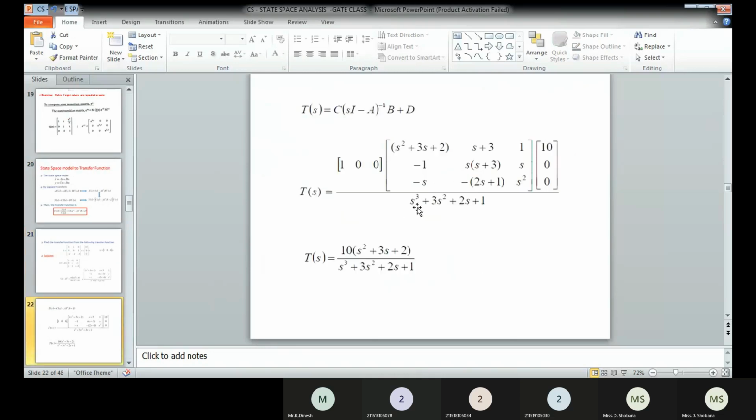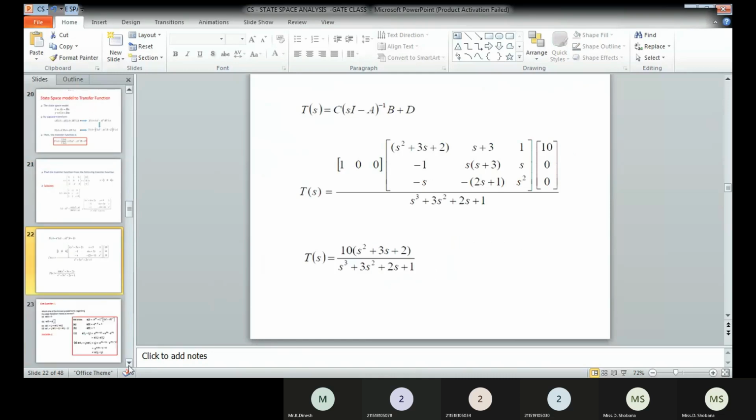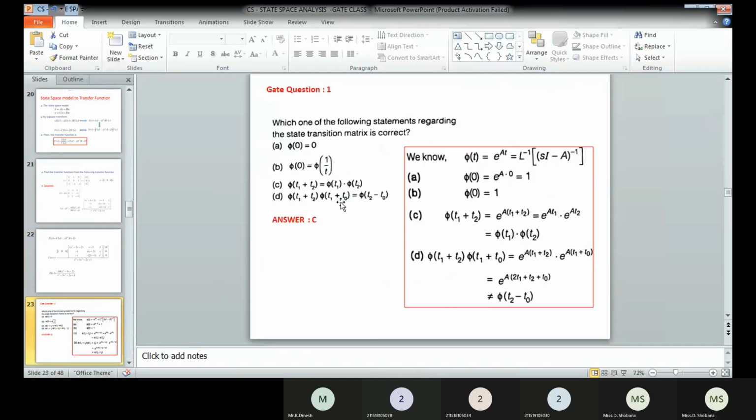Okay, and next you can determine the transfer function. Just substitute and determine the transfer function. It's very simple. Okay, and then we can go for the various GATE problems. So now you can see the first problem: which one of the following statements regarding the state transition matrix is correct?